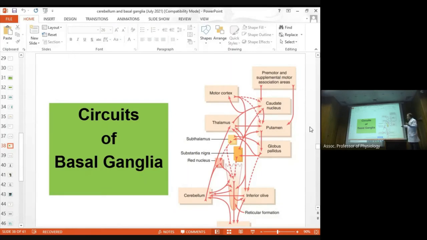Okay, this stuff here are the motor bosses, mainly the motor cortex, the thalamus, the red nucleus. You, I hope, remember red nucleus. This here is the basal ganglia. So you can have some navigation of this sort of thing.